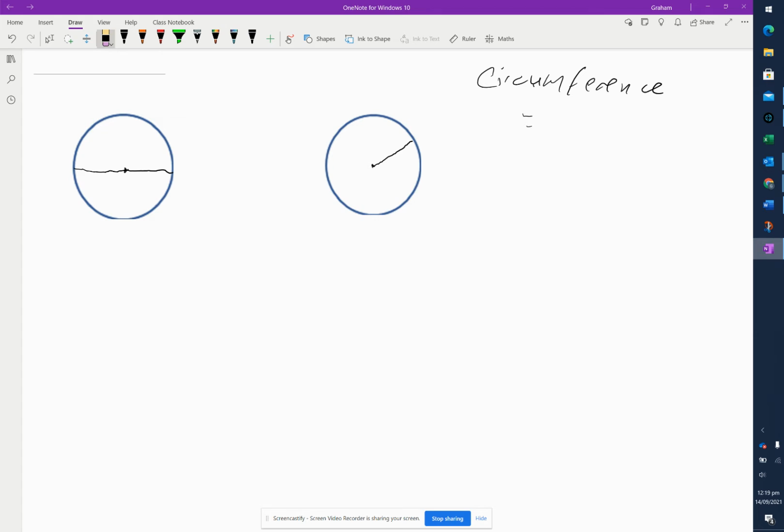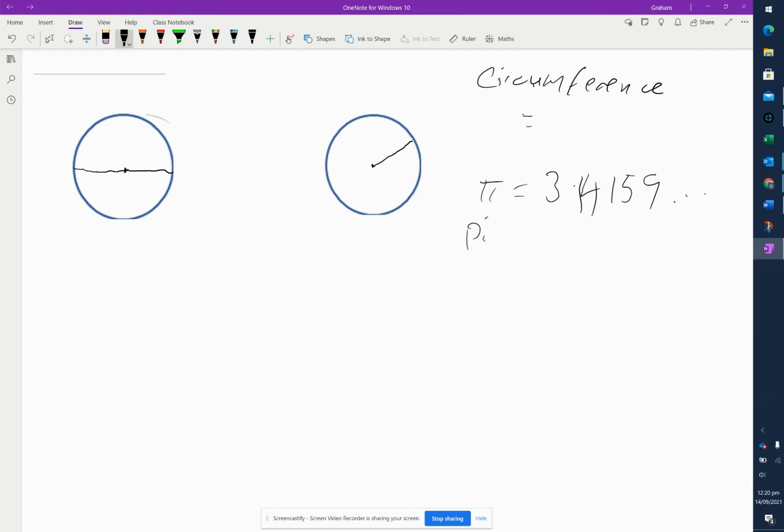And last time I asked you to investigate what happens when you divide the distance going around the outside of your circle by the distance going across the middle of the circle, and you should have found that the number you got, depending on the different objects, was always roughly the same, which introduces us to this wonderful number called pi, which is 3.14159, and it goes on and on and on forever.